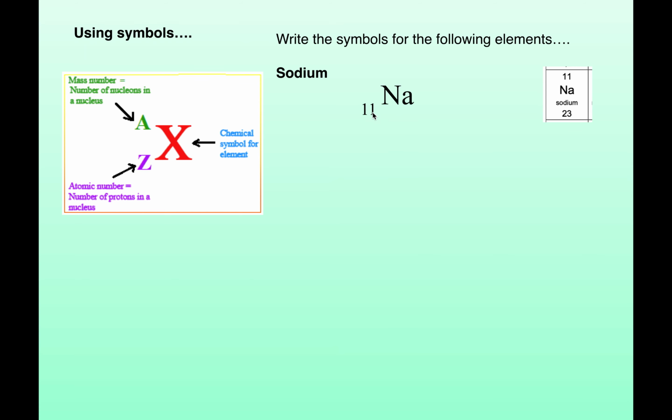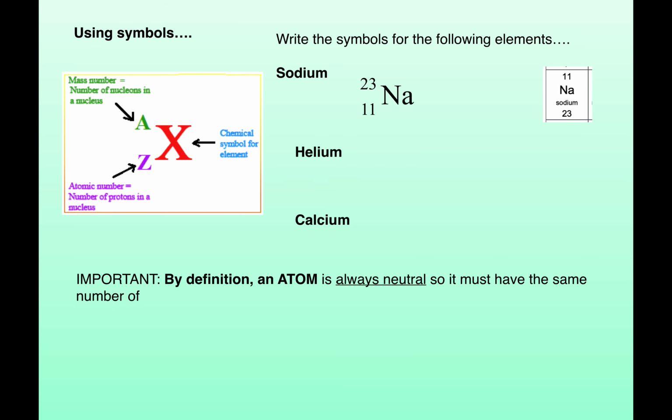Let's say sodium's got 11 protons. The mass number or the nucleon number goes at the top. And that's the number of protons and neutrons. So if we want to know how many neutrons the nucleus has, we do a subtraction. 23 subtract 11, 12. So 11 protons, 12 neutrons make 23. You try writing the proper symbols for helium and calcium using your periodic table.